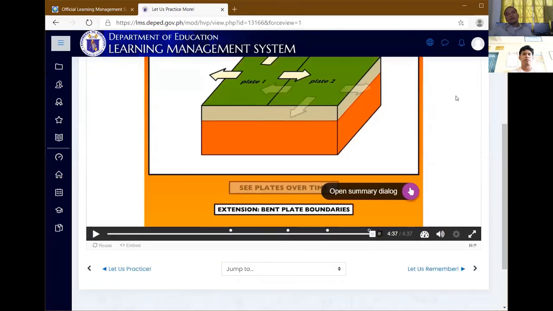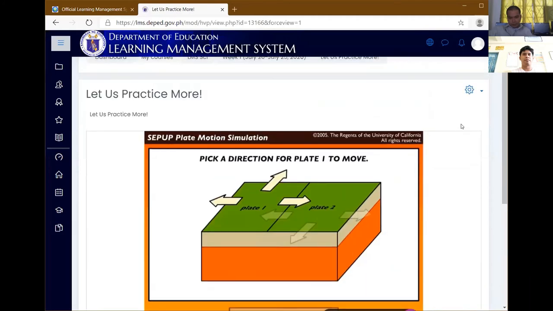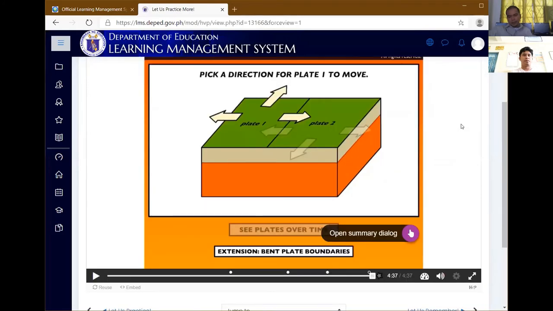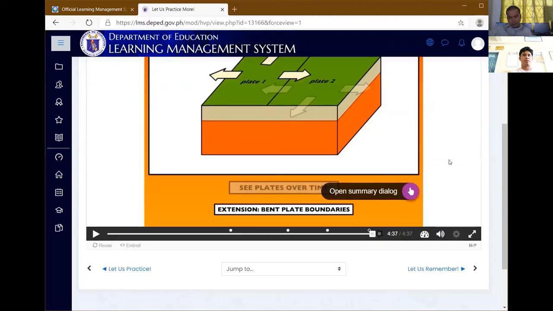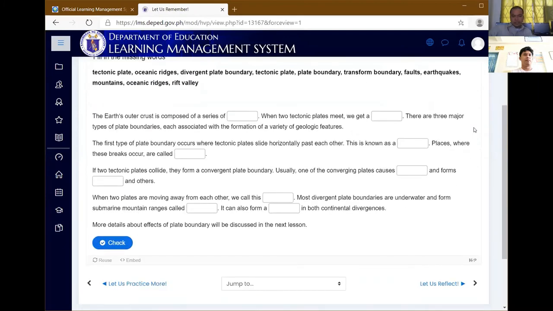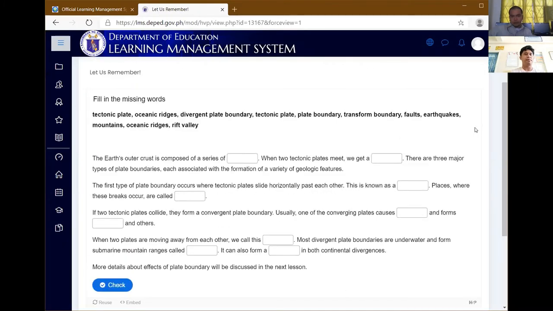Okay, now it's more. Let us sum up what you have learned by clicking the Let Us Remember portion. Okay, so we have here fill in the missing words. So you can find the answers in the following words, and all you need to do is identify.